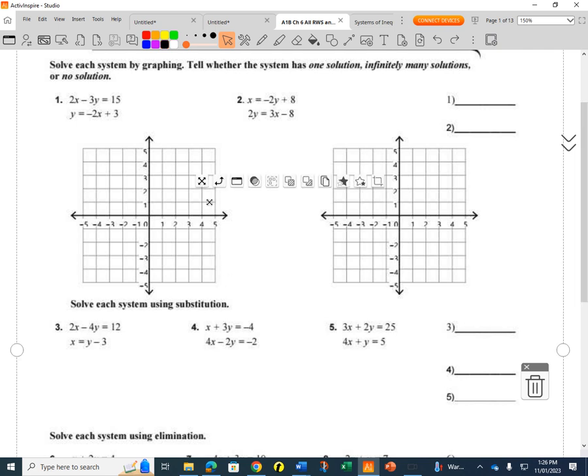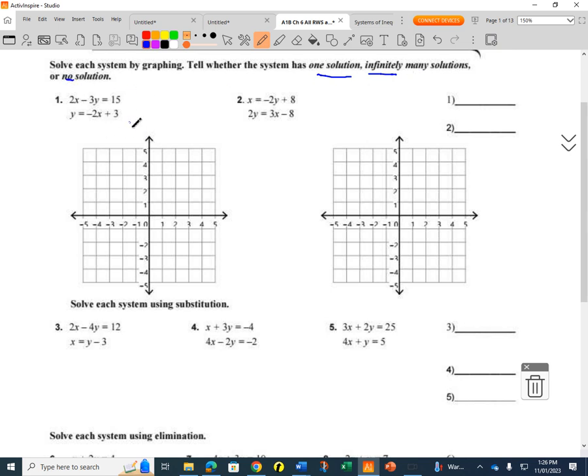All right, we are going to get started. The first set of problems says, solve each system by graphing. Tell whether the system has one solution, infinitely many solutions, or no solution. Just like when we solve inequalities, we have to solve for y before we graph. The second equation here is already solved for y, but the first one isn't. So we've got a little bit of work for this one. We are going to rewrite that right here and isolate the y.